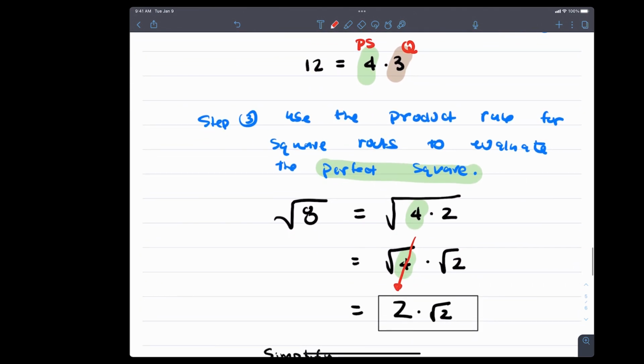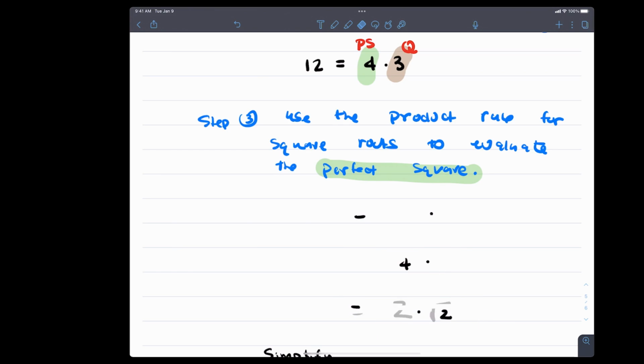What does step 3 say? You guys know, use that product rule. In other words, to take the square root, the square root of 12 is the square root of 4 times 3. So here's my 4. Here's my 3.